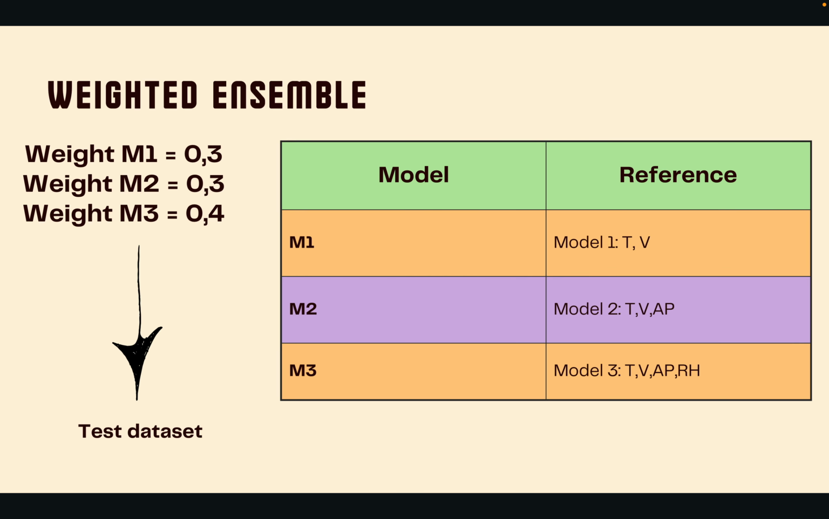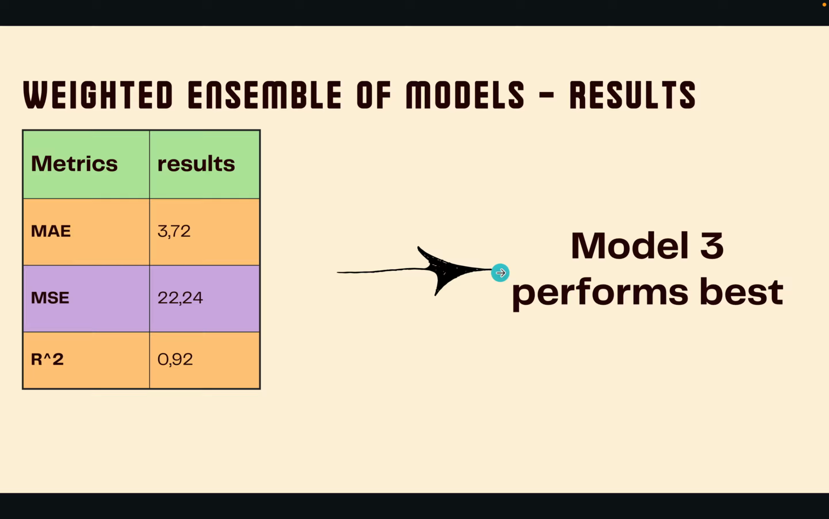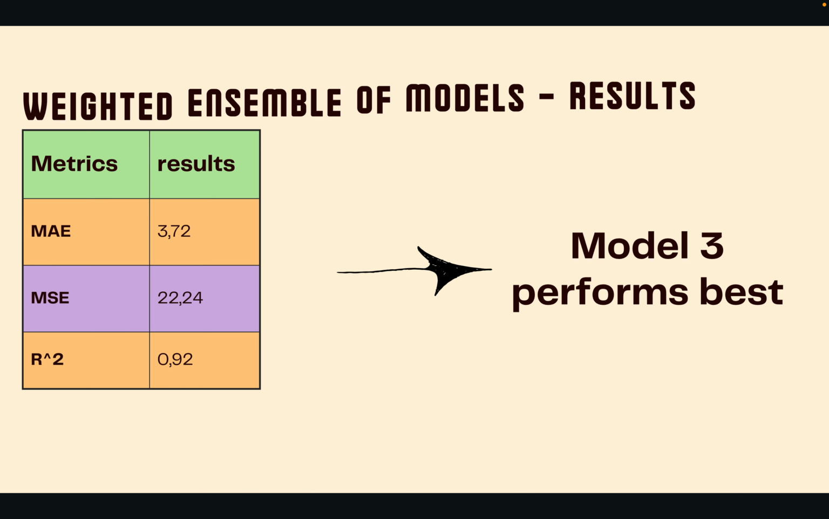The weighted ensemble was built using the same three models, assigning the weights shown on the slide, with Model 3 of course having a slightly higher weight. Again, using the test dataset. In this case, the weighted ensemble performs better than the mean ensemble, but Model 3 is still the best overall. For this reason, we can say that Model 3 is chosen as the final model.